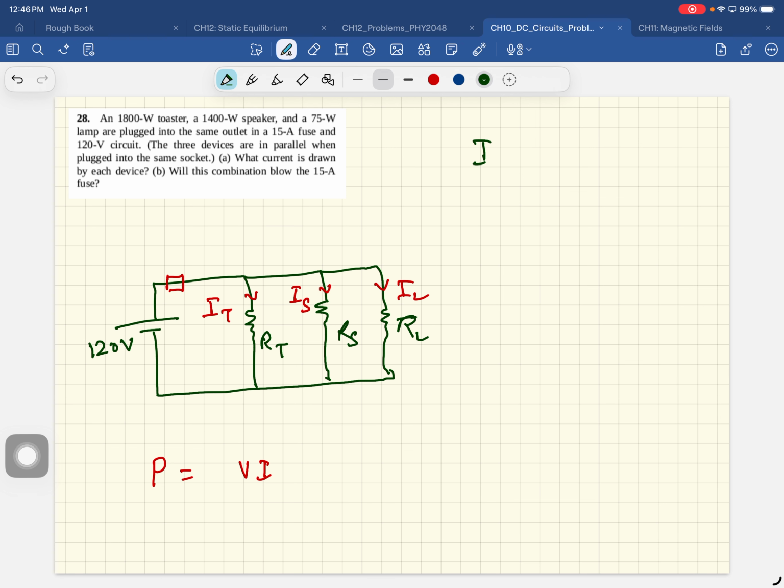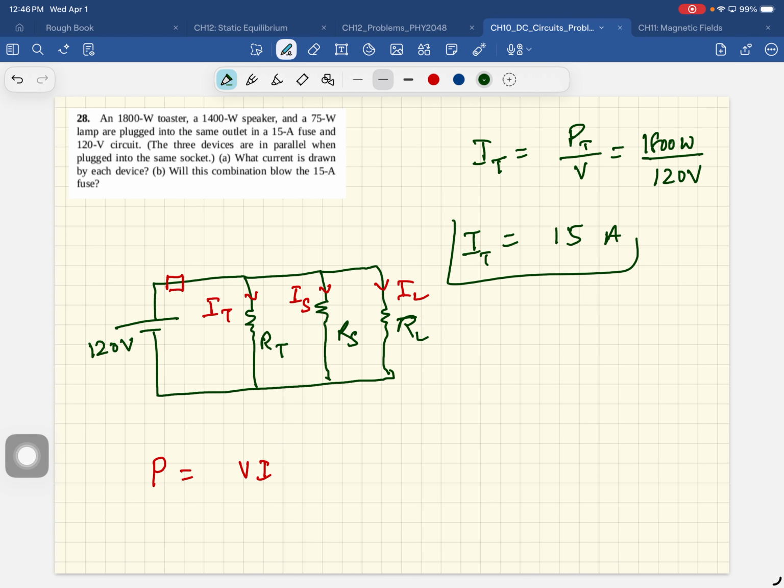So the current through the toaster is the power of the toaster divided by the voltage, which is 1800 watts, and it is seeing 120 volts. So that's 15 amps. The toaster can barely run without tripping the fuse. Can the toaster trip the fuse? Under what conditions will it trip the fuse? If the toaster is on and you get a voltage spike, it'll trip the fuse.